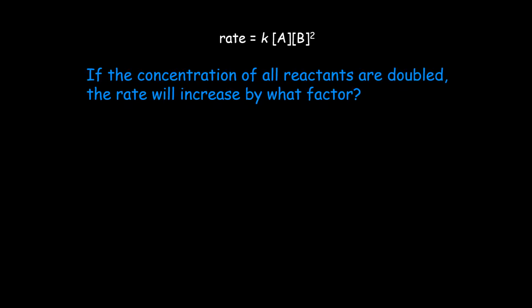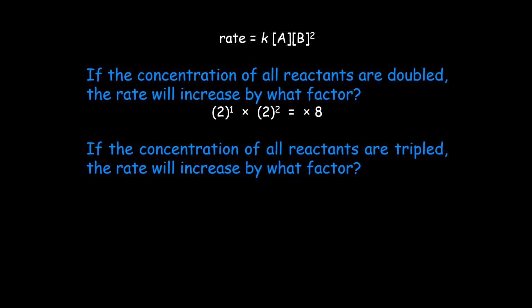If the concentrations of all reactants are doubled, then it's going to be 2 to the power of 1 times 2 to the power of 2, so the rate increases by 8 times. If we triple all concentrations of reactants, it's going to be 3 to the power of 1 times 3 to the power of 2, which is 27.